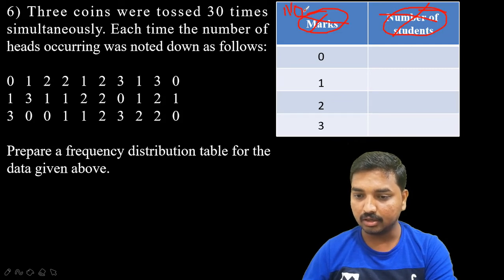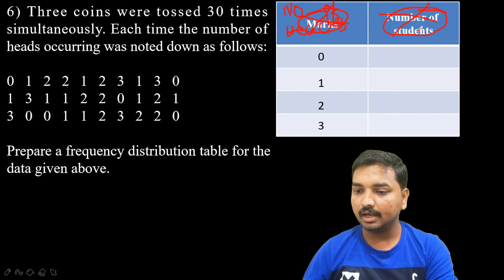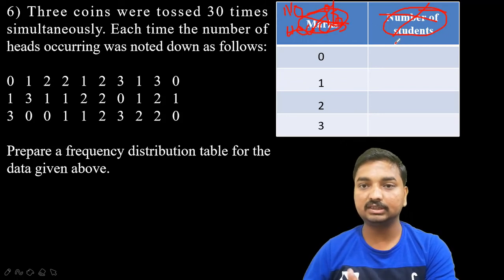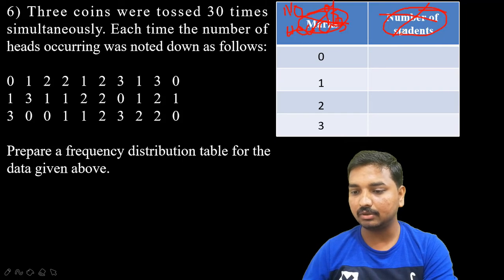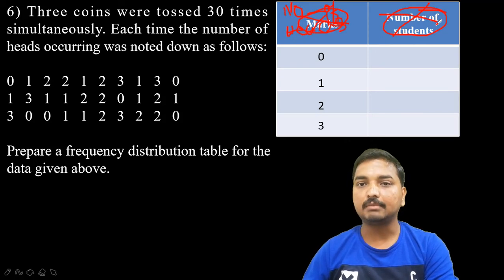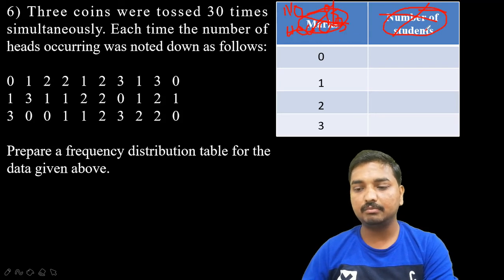Okay, number of heads, and here write down number of times. Okay, number of times this appears. I'm not going to write it down here, I'm just going to say orally: write down number of times. Here number of heads, here number of times appearing. Here it is xi, here it is fi. Xi means data, fi means frequency, like that.